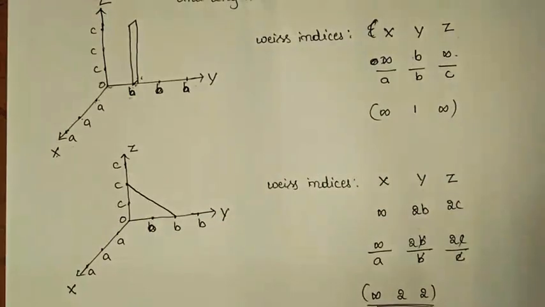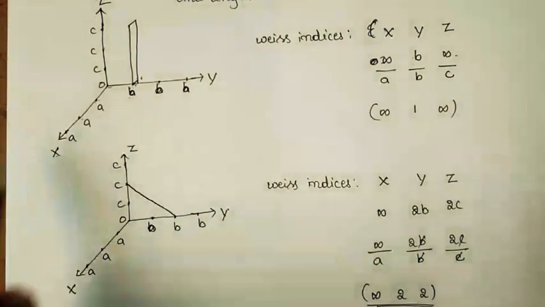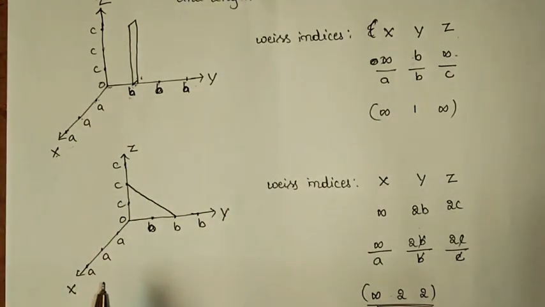So in this way, we can easily develop the Weiss indices, and the Weiss indices actually give the orientation of the plane along each Cartesian coordinate in terms of the magnitude of the intercept made by that particular plane along each coordinate.